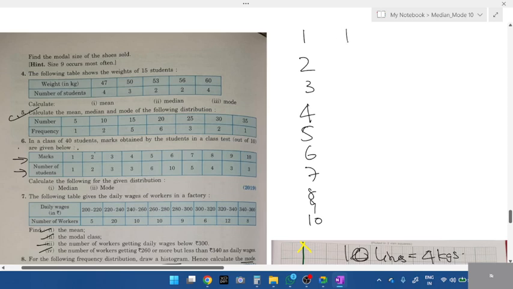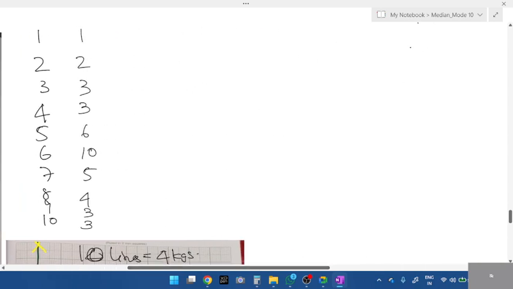Next, the values are 1, 2, 3, 3, 6, 10, 5, 4. Last question, 3 and 3. What are the two things we need to find here, students? Median and mode. Graph is not given, so we don't need class interval. Class marks is enough. They've just asked us to find median and mode. Along with this, we'll also find mean.